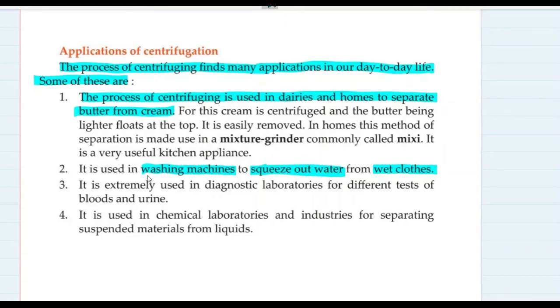Then centrifugation is extremely useful in diagnostic laboratories for different tests of blood and urine. You might have done a blood test or a urine test in your life, I'm sure about that, or you might have heard about it. First, they collect your blood sample in a test tube, and then that blood sample is put into a centrifuge. This centrifuge rotates at a very high speed.